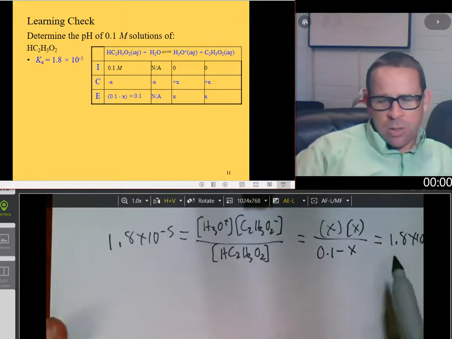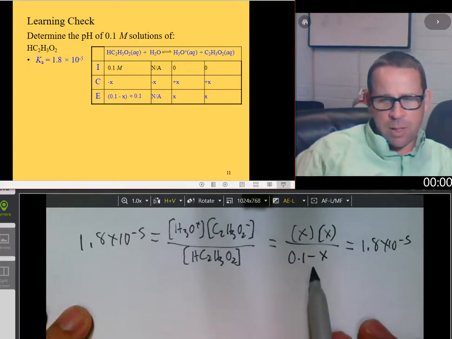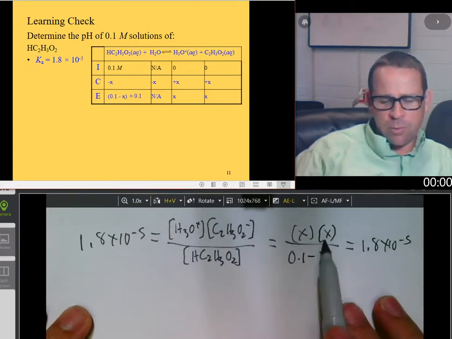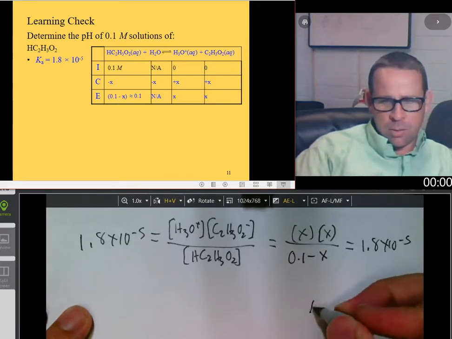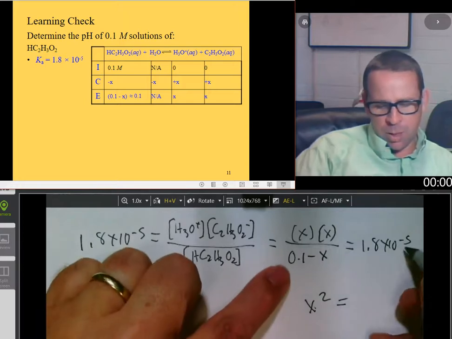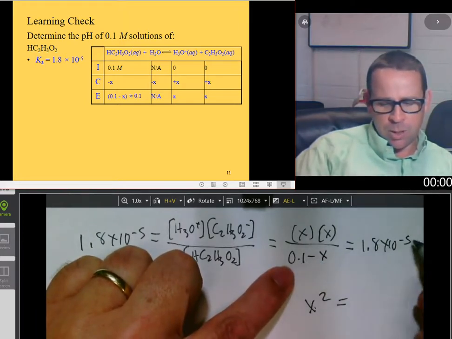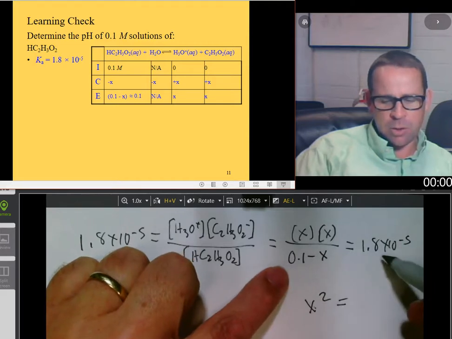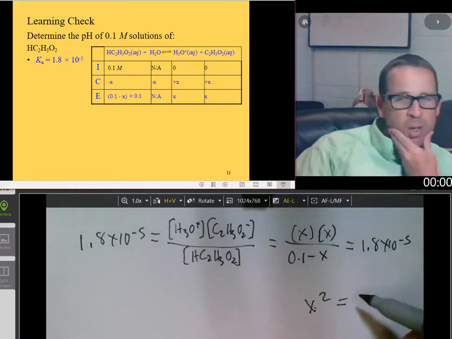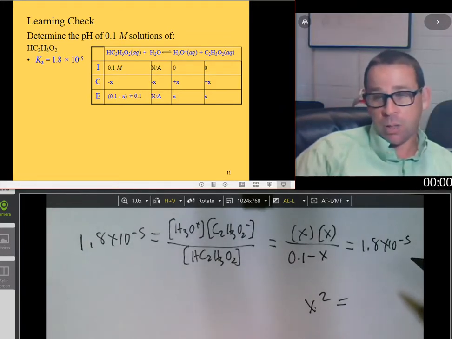The situation here, though, is a little bit uncomfortable, right? And we talked about this before in a couple other classes, where if you solve for this, you're going to get X squared equaling 1.8 times 10 to the minus 5 times 0.1 minus 1.8 times 10 to the minus 5x, right? We have to distribute this through, and it gives us a polynomial, which we can solve with either our solver or with the quadratic equation.